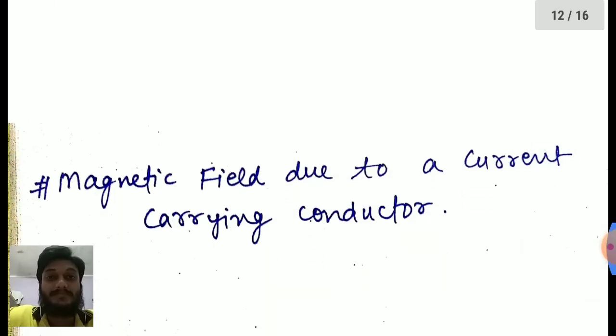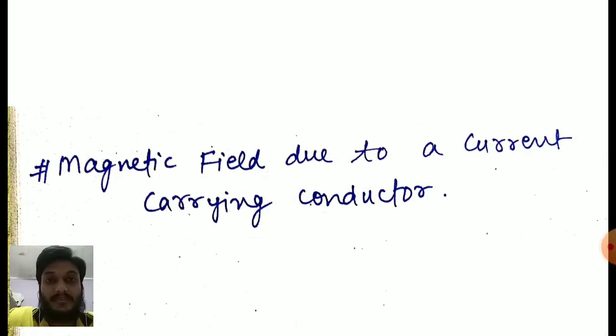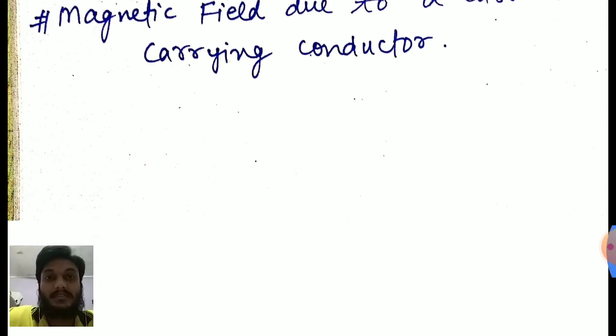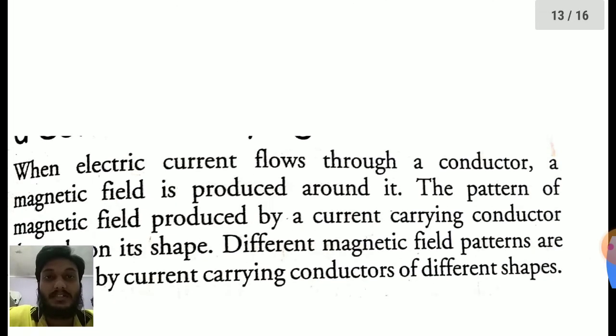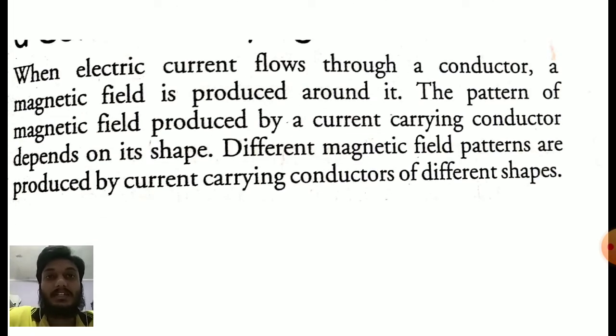Okay. Next is the magnetic field due to a current carrying conductor. अब एक कंडक्टर है जिसमें करंट फ्लो हो रहा है, तो उसी वजह से जो मैग्नेटिक फील्ड प्रोड्यूस होता है, that one we will discuss. Okay. When the electric current flows through a conductor, a magnetic field is produced around it. The pattern of the magnetic field produced by a current carrying conductor depends on its shape.